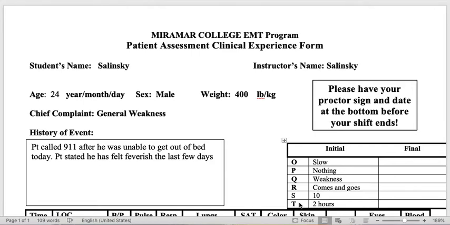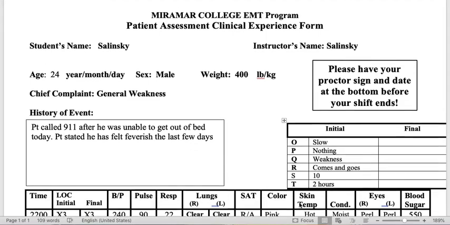Remember to put your name and your instructor's name at the top of the form. Based on the information you received during your simulation, you're going to write in the person's age, whether they're male or female or other, the weight of the patient if that's appropriate for the situation, their chief complaint, and a brief history of the event. So in this case, you have this person with general weakness. He called because he can't get out of bed this morning. He's been feeling sick the last couple of days.